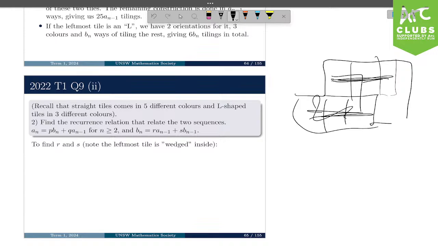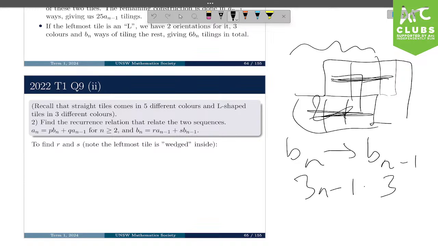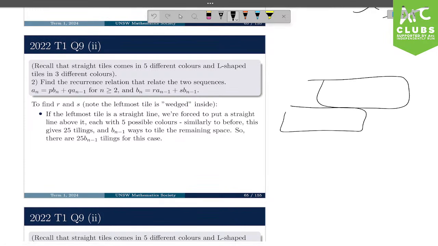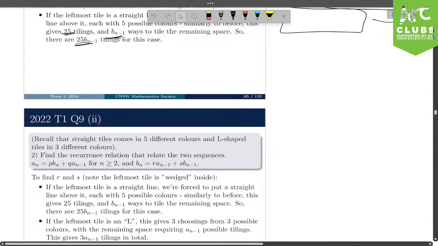So if we put 2 straight tiles like this, BN gets turned into BN minus 1, because that's what we're left with. If we remove 3 here, then 3n minus 1 minus 3 is equal to 3n minus 1 minus 1. Cool. So there are 5 ways of choosing the bottom tile and 5 ways of choosing the top tile. So we get 25 tilings for that, and BN minus 1 ways to tile the rest of the space, as we discussed. So we have 25 times BN minus 1 tilings.